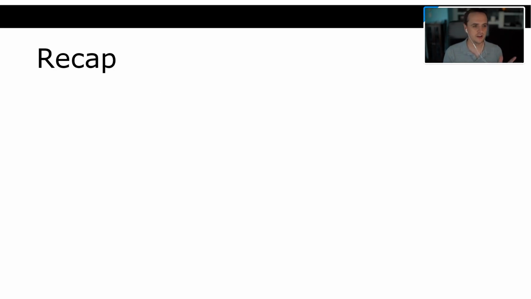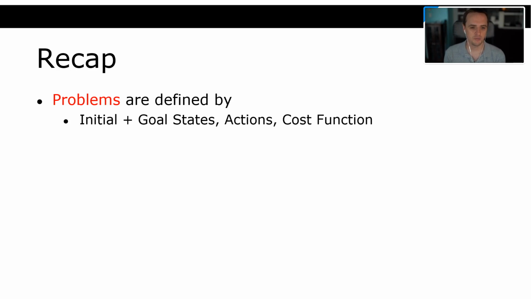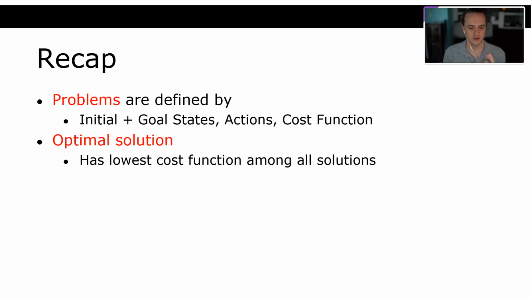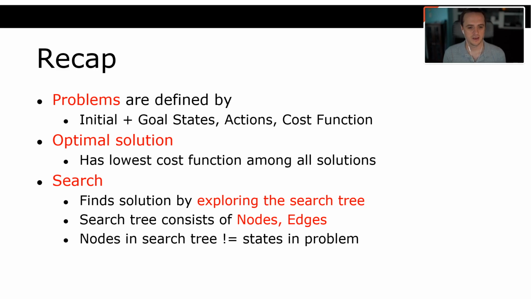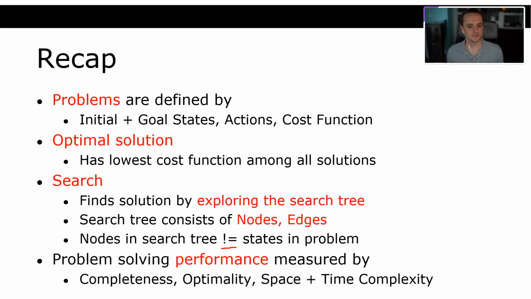Okay, so just a recap of what we talked about so far. Problems are defined by the initial state, goal state, actions, and cost functions. The optimal solution has the lowest cost function among all the solutions. And search finds the solution by exploring the search tree. The search tree consists of nodes and edges, but nodes in the search tree are not states in the problem. It's a very important distinction. Problem-solving performance is measured by completeness, optimality, space, and time complexity. All right, so that's the first half of the lecture.